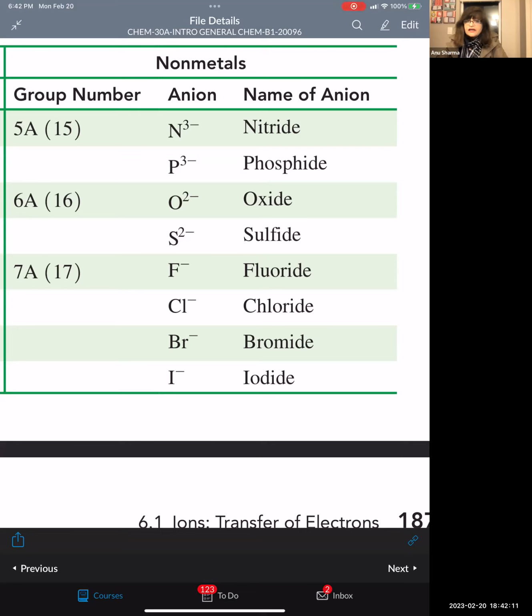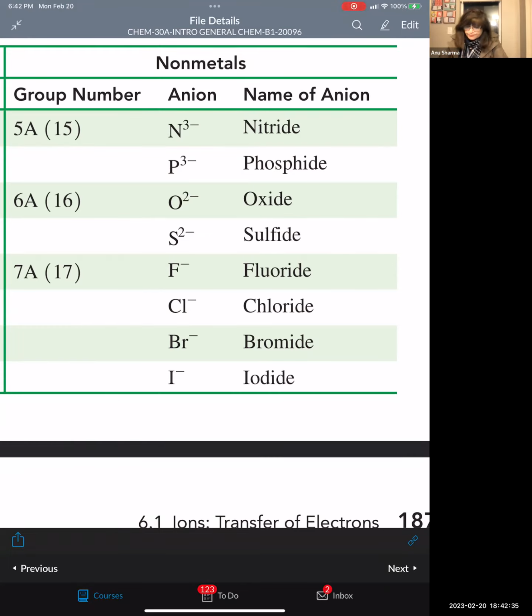And group 7A, the halogens: fluorine, chlorine, bromine, iodine. They only need 1 electron because they have 7 valence electrons, and 7 plus 1 more gets them the octet. So fluorine, 1 negative charge, fluoride. Chlorine, 1 negative charge, chloride. Bromine, 1 negative charge, bromide. Iodine, 1 negative charge, iodide.